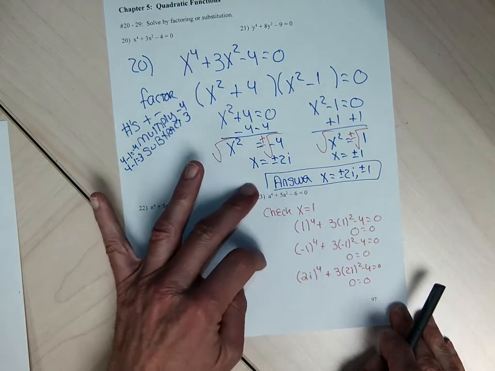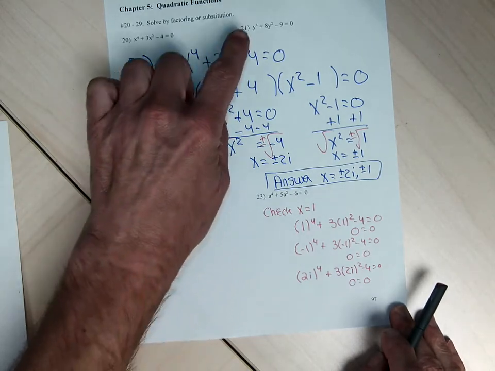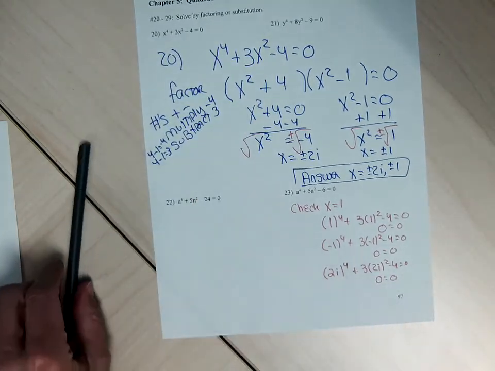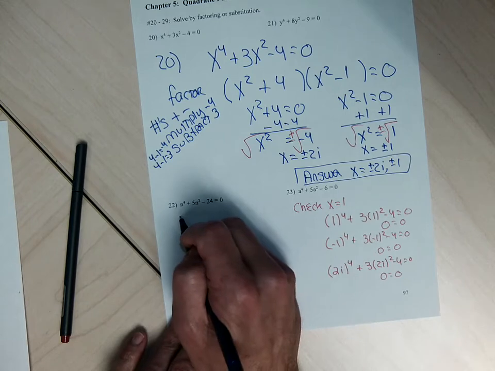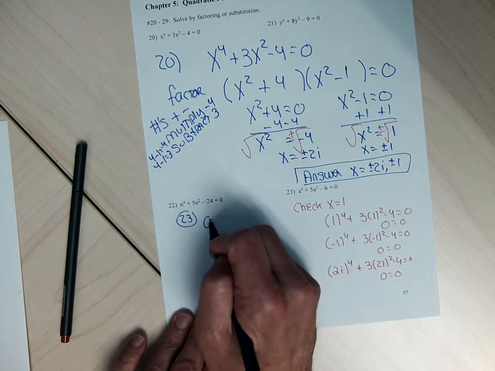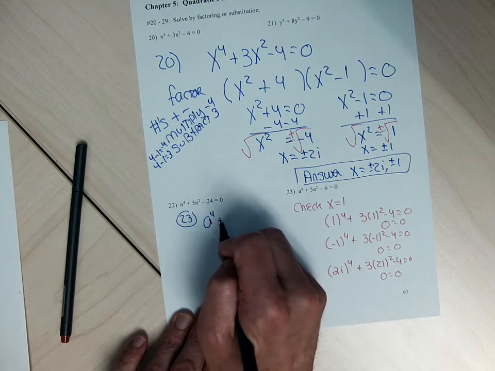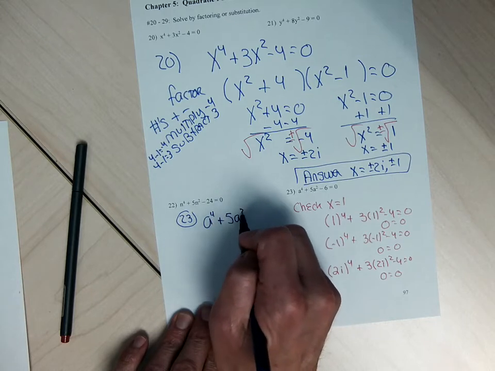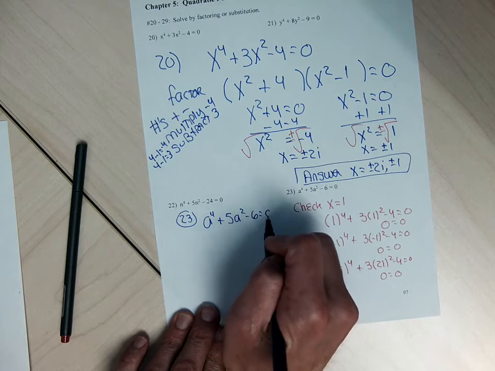20. Let's do 21 together, or 23 together, and you can do 21 for homework. 23 is going to have a funky answer, and I'm not going to check it. So 23 wants me to solve a to the 4th plus 5a squared minus 6 equals to 0.